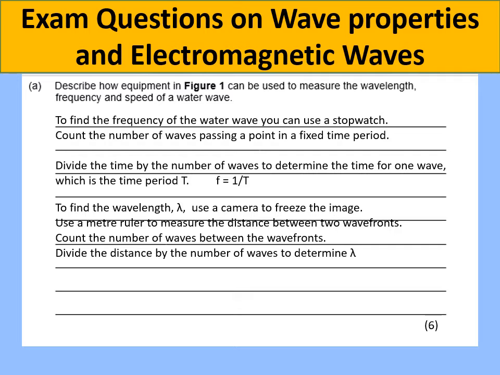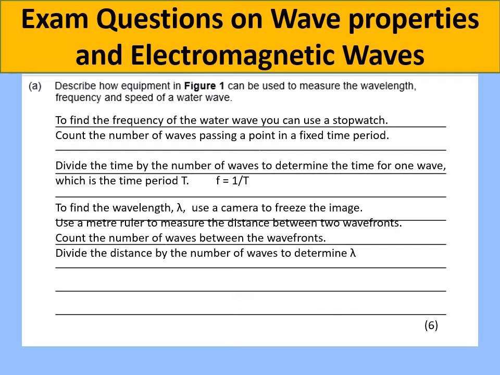Then you divide the time, which is 10 seconds for example, by however many waves have passed that point to determine the time for one wave, which is of course the time period T. And once you've got the time period capital T, then you know the equation f is equal to 1 over T, and that will give you the frequency. So that's the first bit.